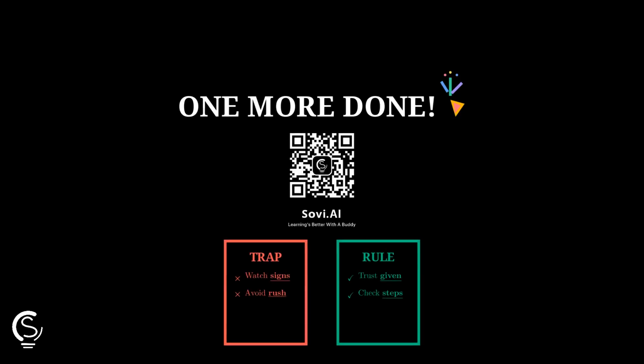Trap: rushing past definitions. Rule: trust what is given and check each choice against the unemployment rate.